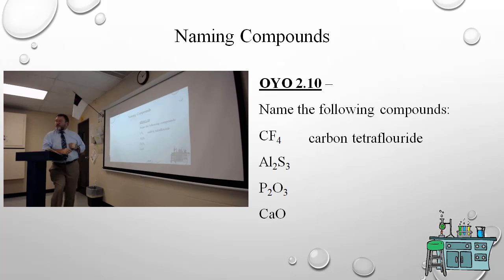The second one, aluminum 2 sulfur 3, or Al2S3. Hopefully now you're seeing, wait a minute, aluminum, I know something about aluminum. It is a metal, therefore this is ionic, therefore it's pretty straightforward. Aluminum stays aluminum, sulfur becomes sulfide, and it's aluminum sulfide. Because it's ionic, I don't need to worry about the subscripts becoming prefixes.